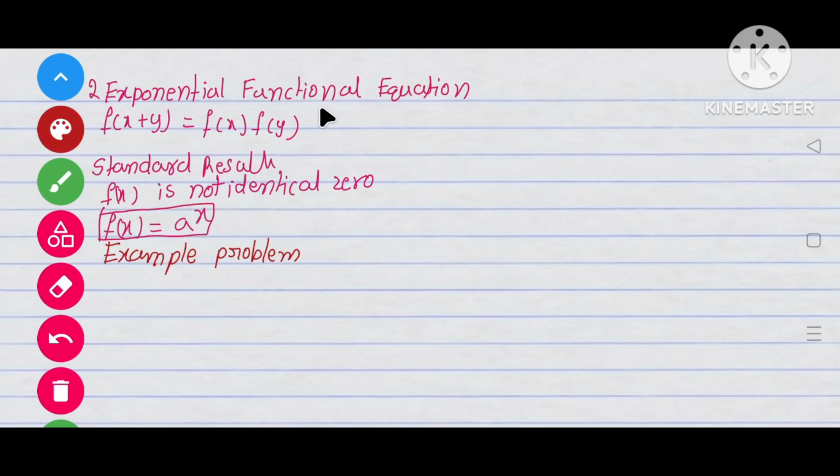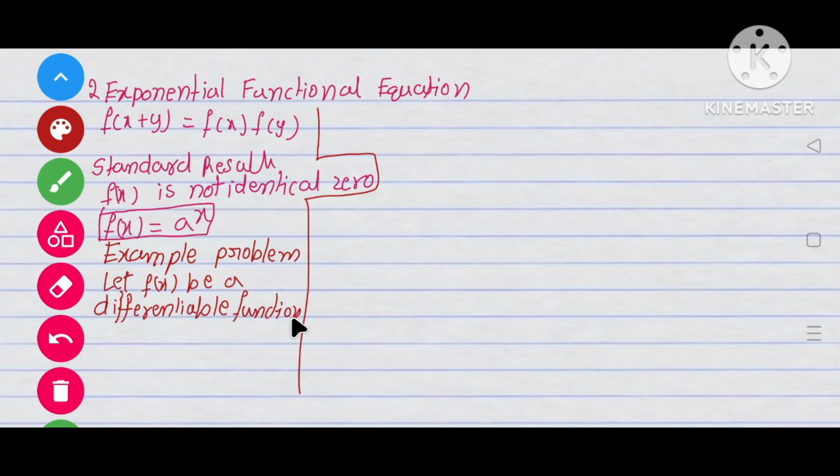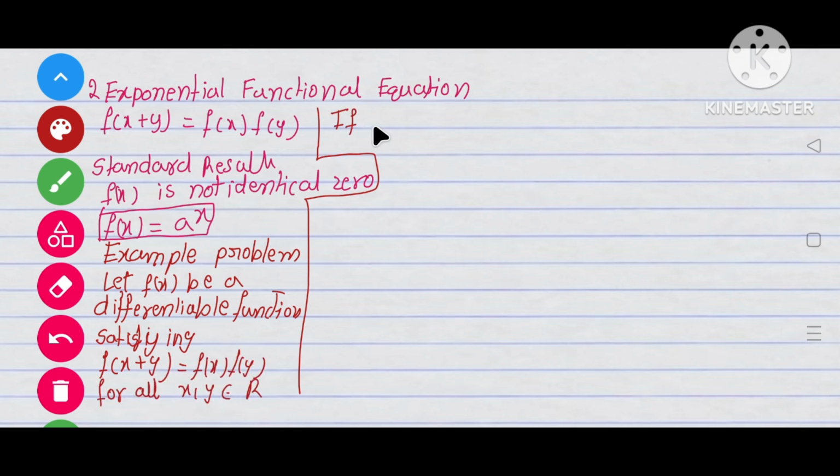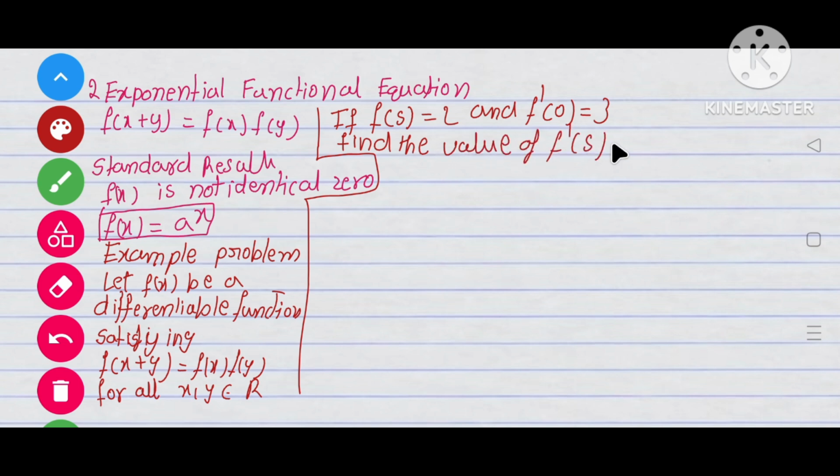Example problem. A differentiable function satisfies f of x plus y is equal to f of x into f of y for all x, y belongs to R. f of 5 is equal to 2 and f dash of 0 is equal to 3. Find the value of f dash of 5.